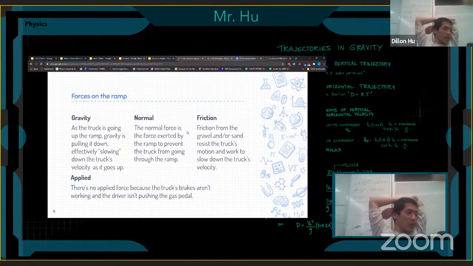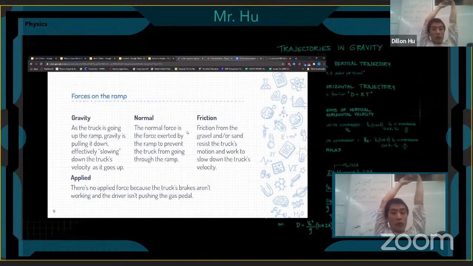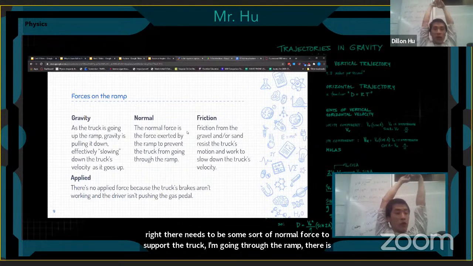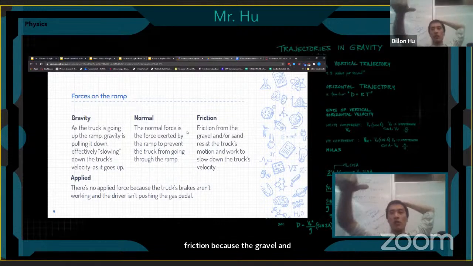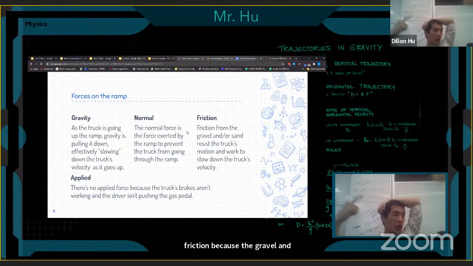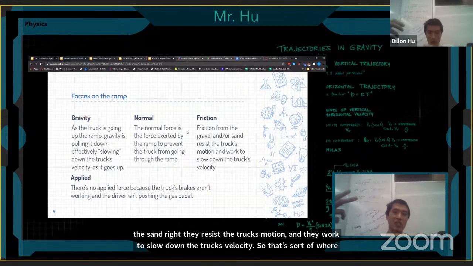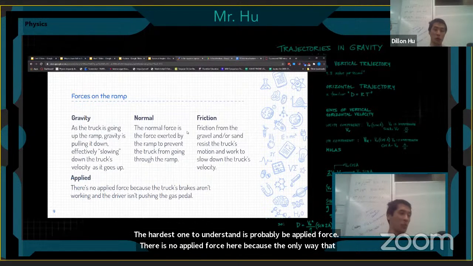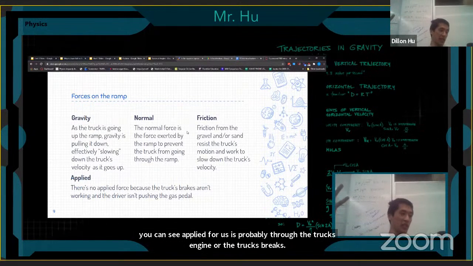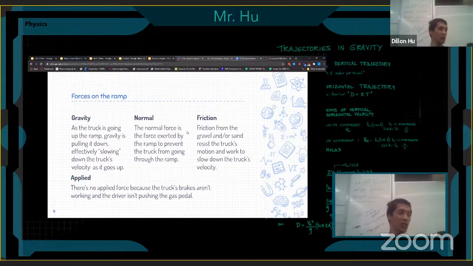The hardest one to understand is probably the applied force. There is no applied force here because the only way you can see applied force is probably through the truck's engine or the truck's brakes. If the truck has brake failure, then the brakes are not working, so there can't be any applied force there. And if the truck is struggling because they can't brake, they're not really going to be pushing the gas pedal either, so there's not going to be an applied force pushing it forward. The truck is basically at the mercy of gravity. So there's just no applied force coming from the truck. And so the three main forces you'll see here are gravity, the normal force, and the friction force.